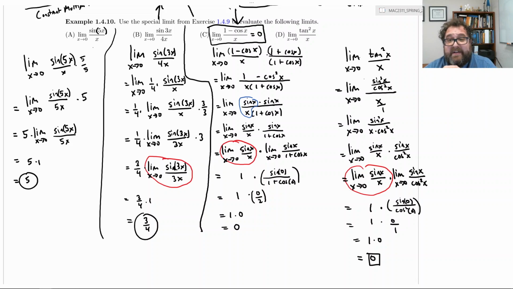All right, so in the next video, we'll take a look at a few more examples of using special limits, and in fact, we'll add another special limit to our toolbox.